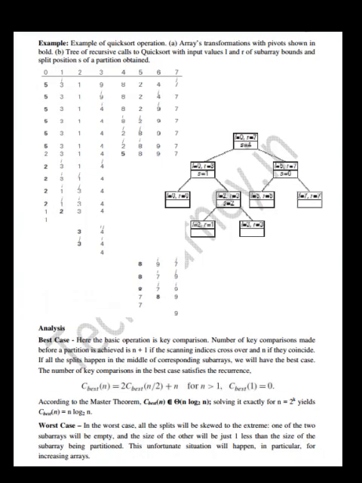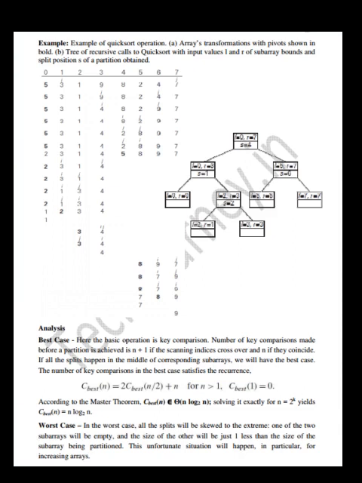Now let us see an example of Quicksort operation. A. Array's transformation with pivots shown in bold. B. Tree of recursive calls to Quicksort with input values l and r of sub-array bounds and split position s of a partition obtained. See the figures.